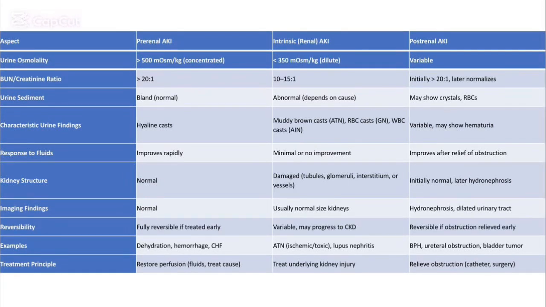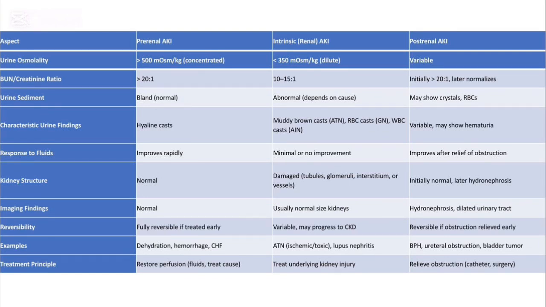Reversibility and prognosis. Prerenal AKI is usually fully reversible if treated promptly, since no structural damage has occurred. Intrinsic AKI has a variable prognosis depending on the severity and duration of injury. Severe or prolonged damage may lead to chronic kidney disease. Postrenal AKI is reversible if the obstruction is relieved early. However, prolonged obstruction can lead to permanent renal damage.